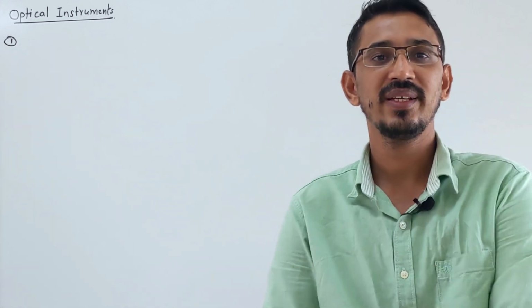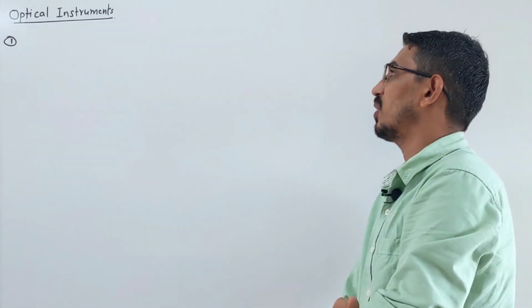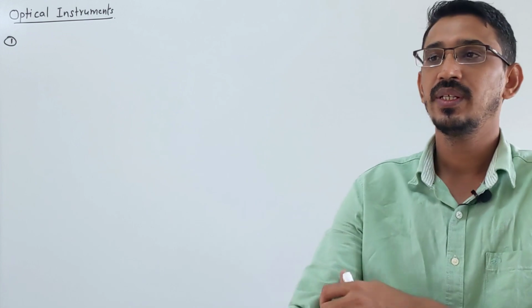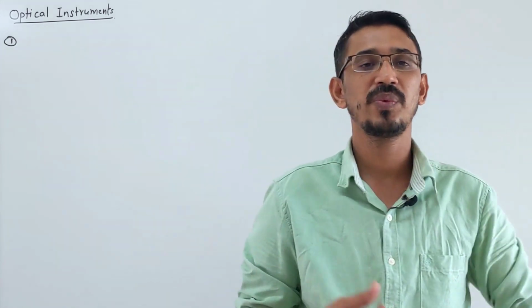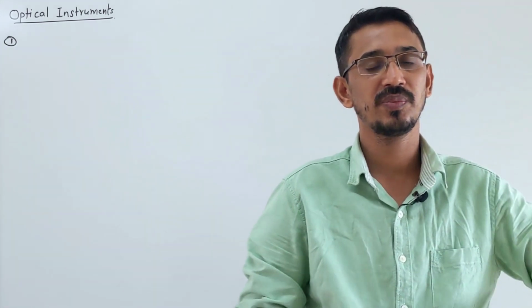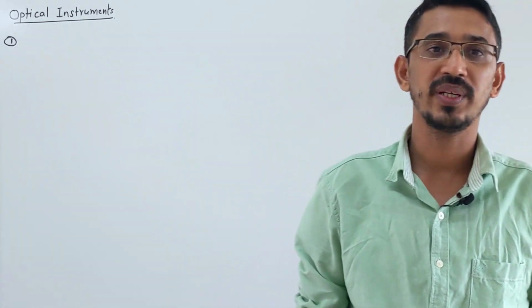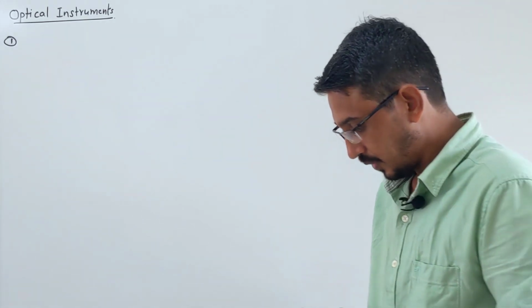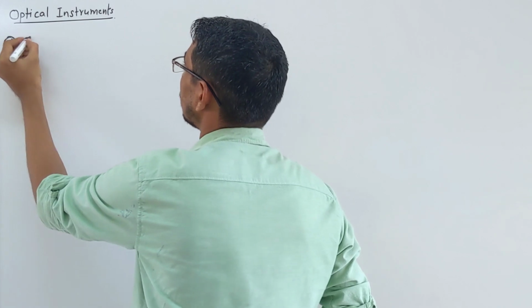Hey guys, welcome back. In this video we will be learning the last topic of ray optics, which is optical instruments. And as you know, we have 4 optical instruments to learn: simple microscope, compound microscope, telescope, and the human eye. Okay, so let's start. First we are learning the simple microscope.